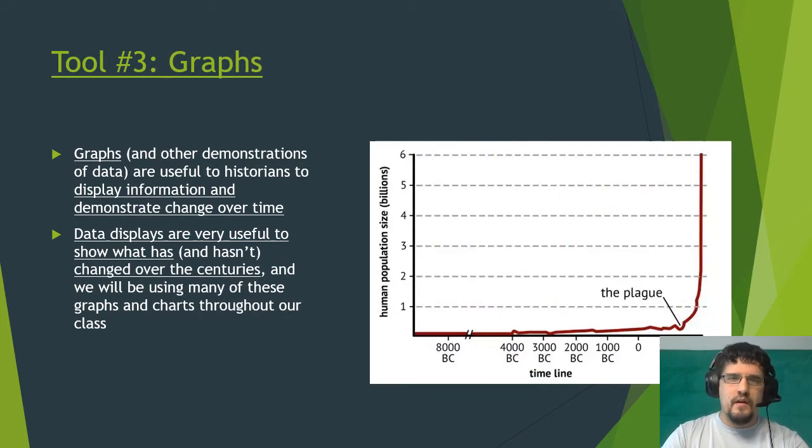Tool number three, of course, are graphs. Graphs and other data demonstrations are very useful to show what has changed and what hasn't changed. If you look at this graph here, this graph gives you an idea of why a major event around 1800, I know my head is currently blocking the last couple dates, a major event around 1800 happened that really changed the way humans live. Humanity didn't hit the 1 billion mark until roughly 1800, and it's 2020, and we are rapidly approaching the 8 billion mark. What changed? Well, stay tuned. We'll talk about that eventually.